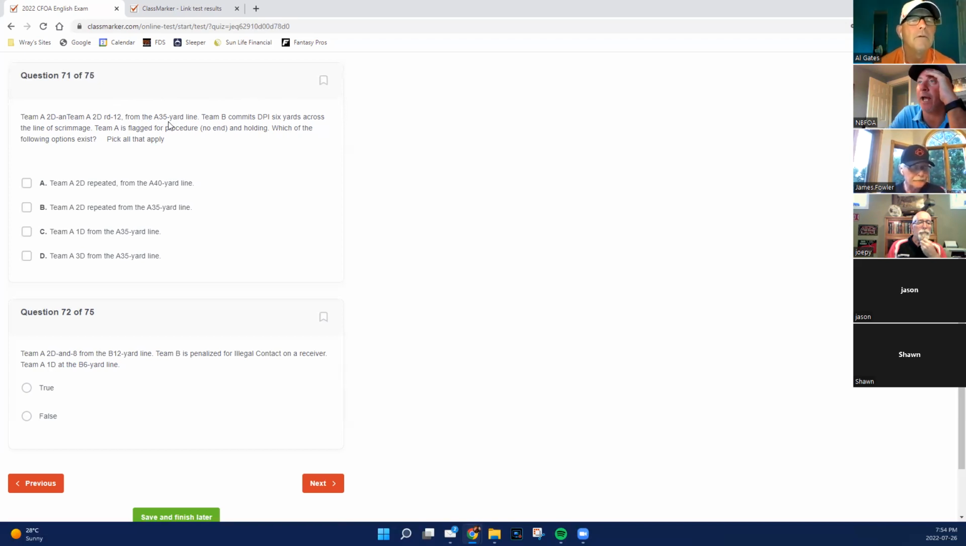2nd and 12 from the A 35-yard line. Team B commits a defensive pass interference 6 yards across the line of scrimmage. Team A is flagged for procedure, no end, and holding. Which of the following options exist? Pick all that apply. So we've got pass interference, 6 yards across the line of scrimmage, and we've got procedure, no end, and holding against the offense.